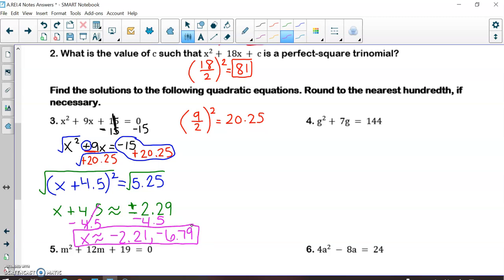All right, looking at number 4, we are going to start the completing the square method. My constant is already isolated, so that's good. So we don't have to do that first step of isolating your constant. Instead, we're going to jump straight into taking my b value, dividing by 2, and squaring that number. 7 divided by 2 is 3.5. 3.5 squared is 12.25. I need to add that to both sides to keep my equation balanced.